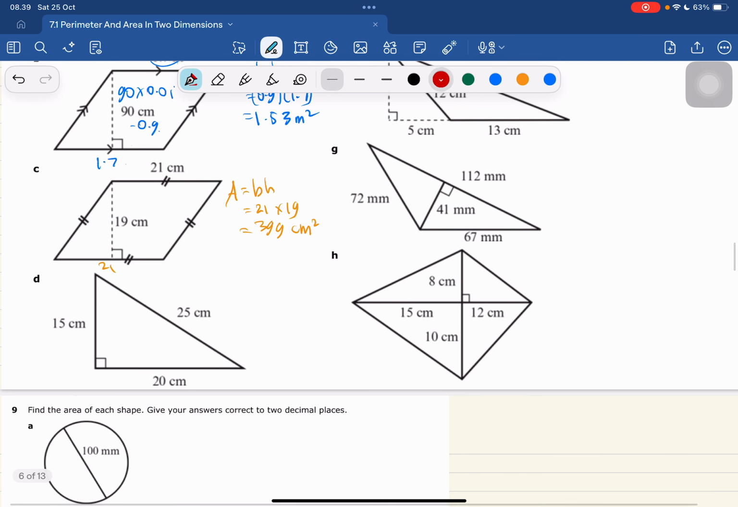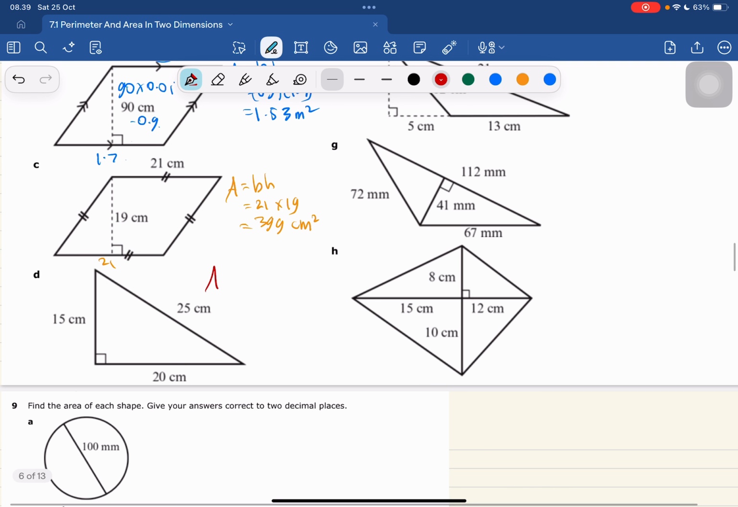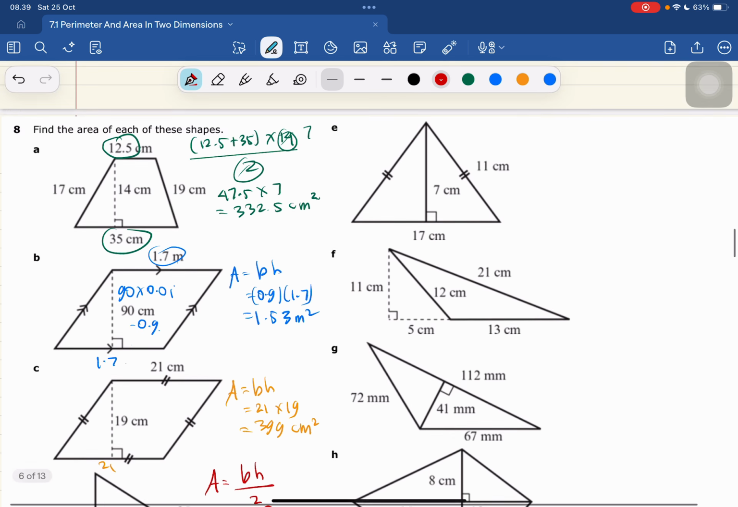Next D. D is a triangle. So the area of triangles is base times height, but we need to divide by 2 as this is a half of a square or rectangle. Base is 20 times 15 divided by 2. So this we can simplify. So 10 times 15, which will be 150 centimeter square.